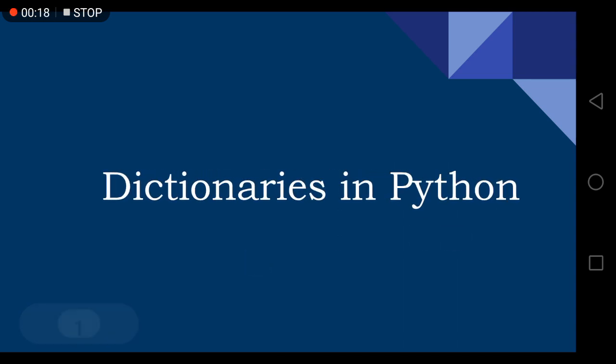Hello everyone, in this video we are going to see about the dictionary in Python. First of all, there are many data structures in Python. They are called collections, and those collections are four in number. In that we have tuple, set, dictionary, and we have the list. Okay, now let us see about the dictionaries in Python.